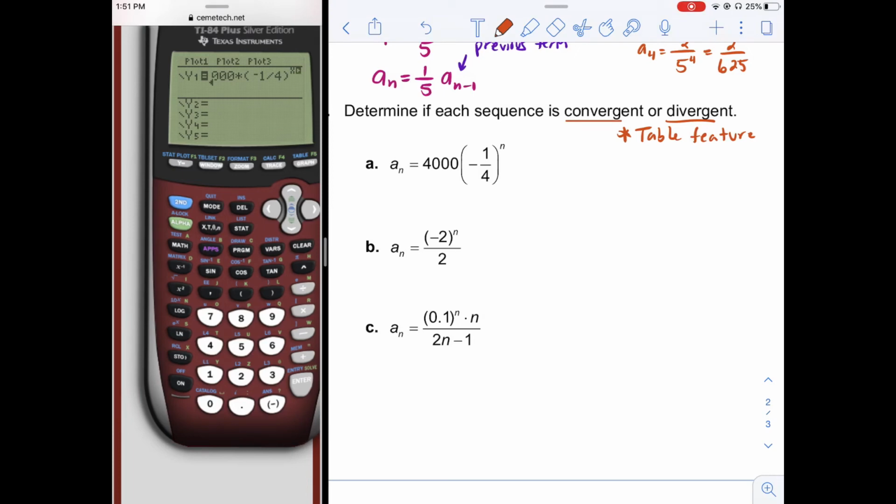If you look before, the table feature is right above graph, so we click second graph and it takes us to the beginning of our table. What you want to do is start, and at this point we can just examine, we can start scrolling, and we can figure out what's happening to the y values.